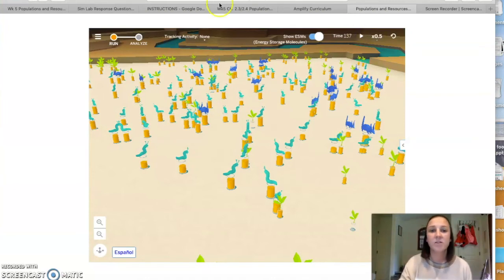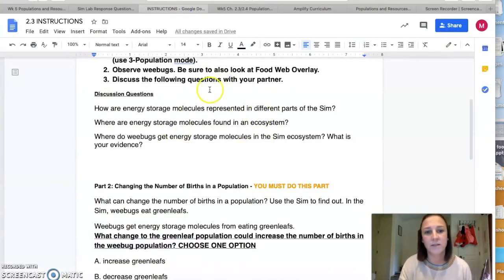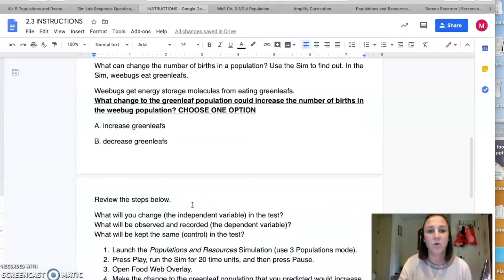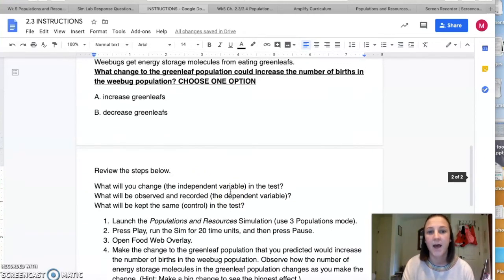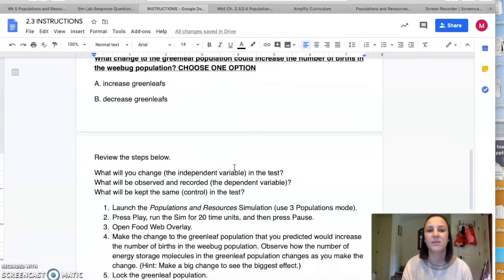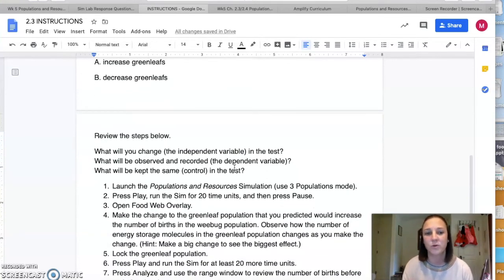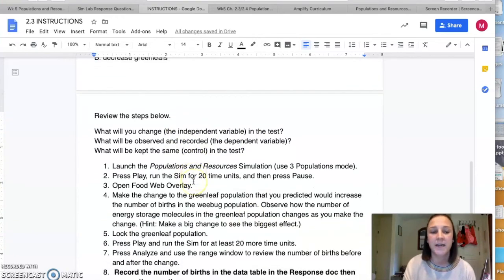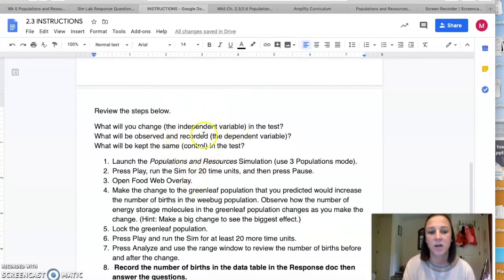Okay, so let's go back to these instructions. We've talked about these things. You are going to investigate what change to the green leaf population could increase the number of births in the WeBug population. So choose one, either increase the green leaves or decrease the green leaves. And you're trying to get an increase in the number of WeBugs. So think about that. If we want the WeBugs to go up, what are we going to do to their food source? And when you're designing an investigation, these are the things that you're going to think about. What will change?